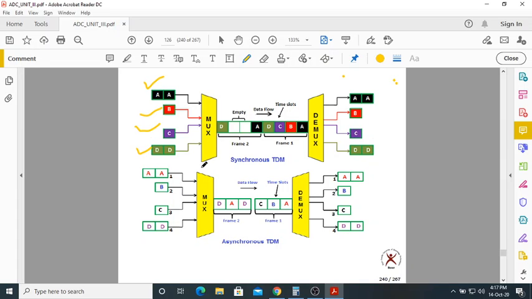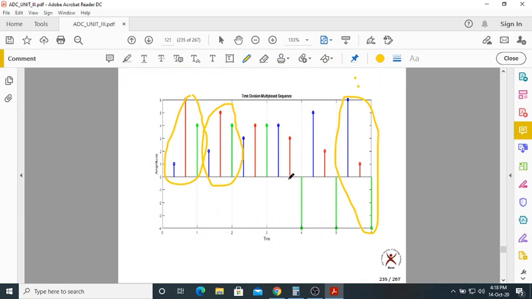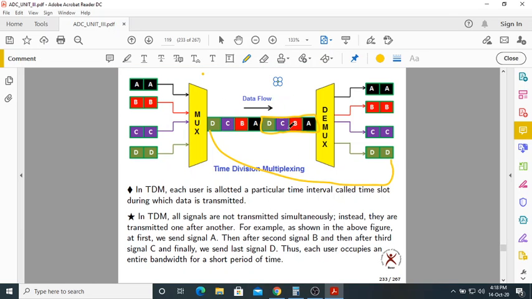Here user 1 has got 2 alphabets or 2 letters. User 2 has got 1. User 3 has got 1. User 4 has got 2. Now, I told you this already, this is synchronous TDM actually.